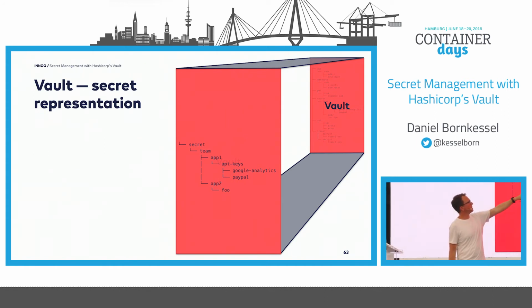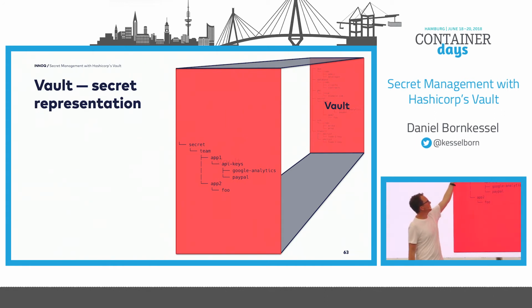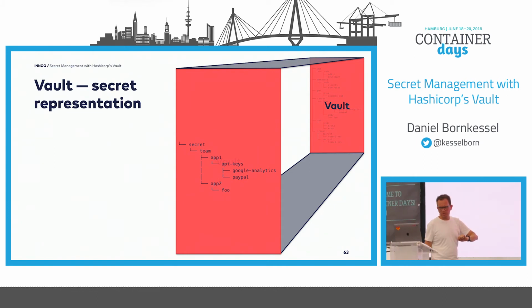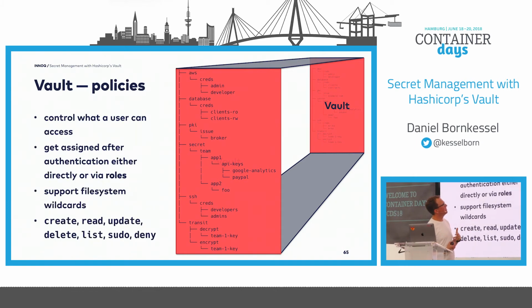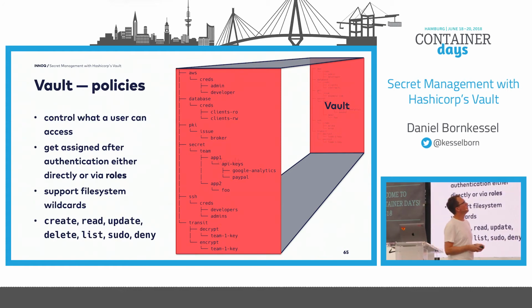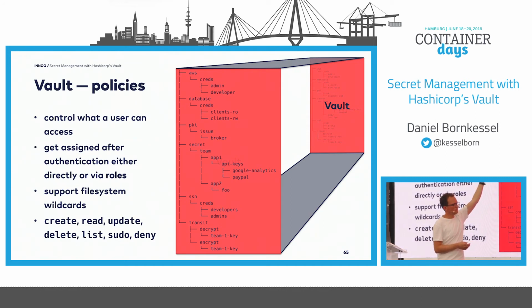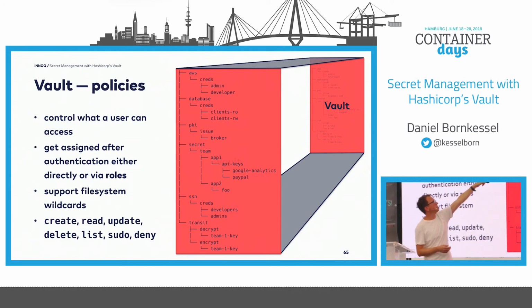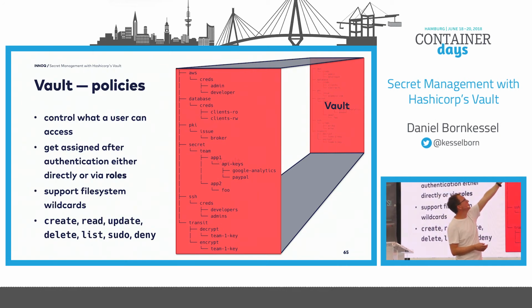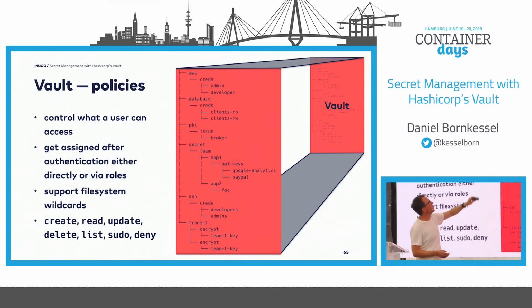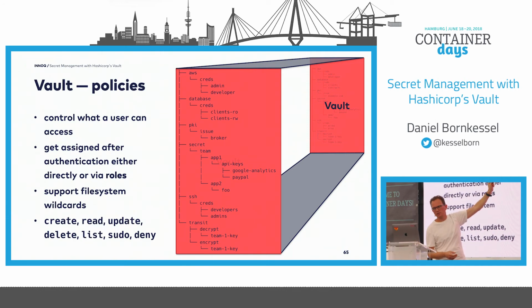Let's say you want to save an API key. You have some hierarchy here: my team, app1, API keys, and there's one for Google Analytics and one for PayPal. That's very straightforward. But Vault actually organizes every secret backend like this. So if I want to read a dynamic secret for my database with a client's read-only configuration, I would just read database creds clients-ro.